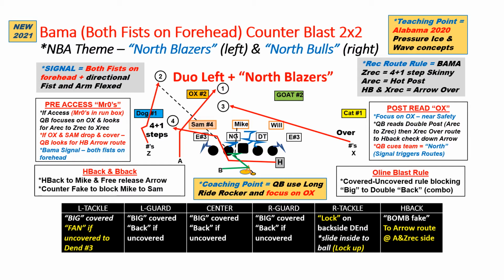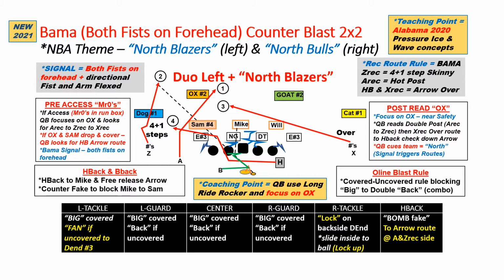All right, what's nice about this is we're going to show you how you do it out of 2x2, and then nothing changes for the receivers when we run it out of 3x1. So what we're going to do here is you can see we're in a dual left. The verbal call then is north again, cues the O-line to stay on the line of scrimmage that it is a pass, but we're going to use Blazers blocking, which is our counter blast blocking concept.